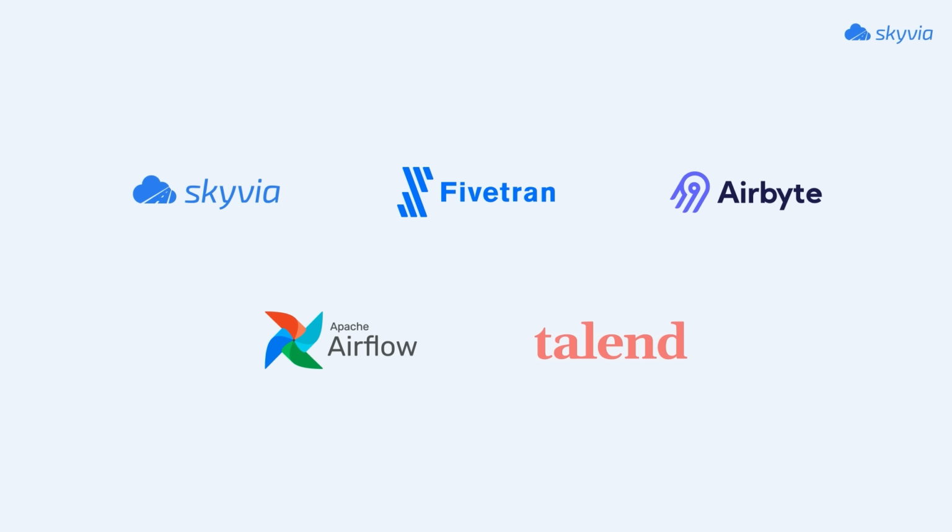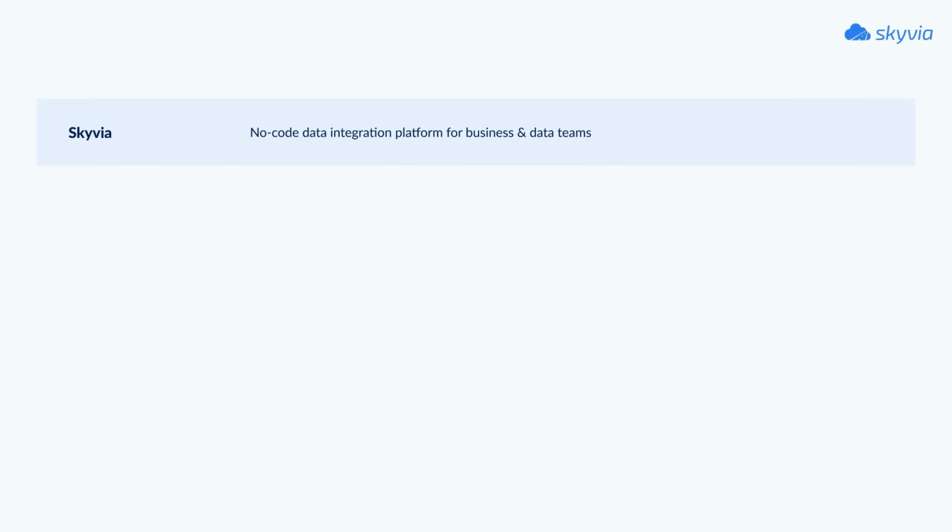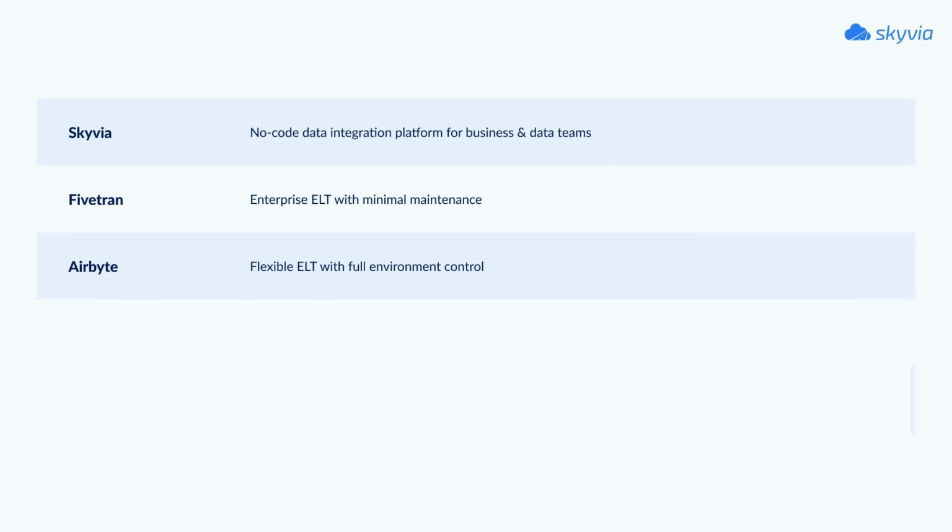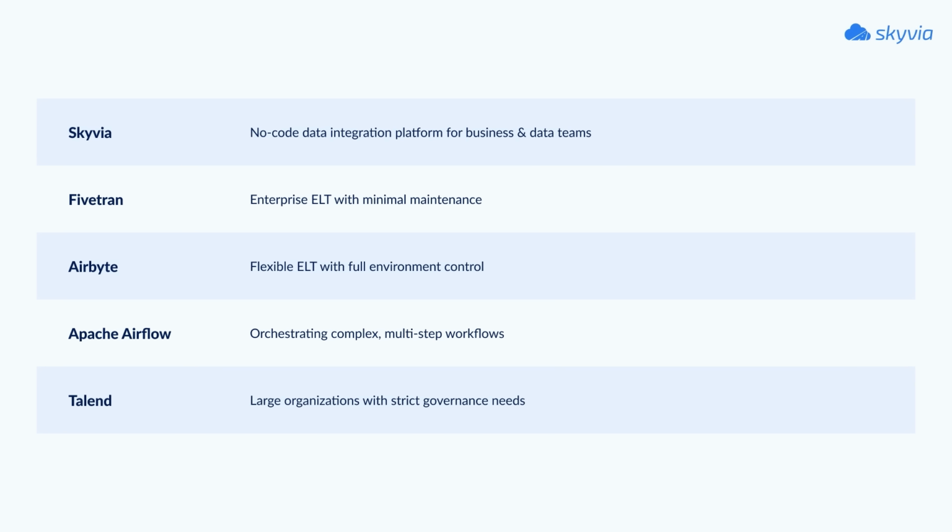Choosing the right data pipeline tool depends on your needs. Let's take a look at the final comparison table. Skyvia is a universal no-code platform for ETL, ELT, data synchronization, and reverse ETL. Fivetran focuses on fully managed ELT with strong governance. Airbyte delivers open-source ELT with the flexibility to build custom connectors. Apache Airflow specializes in orchestrating complex, multi-step data workflows, and Talend provides enterprise-grade ETL with a strong emphasis on data quality and governance. We hope this overview helps you choose the tool that fits your needs.